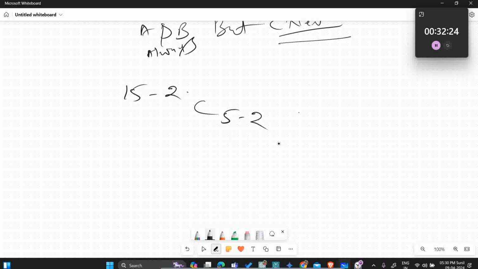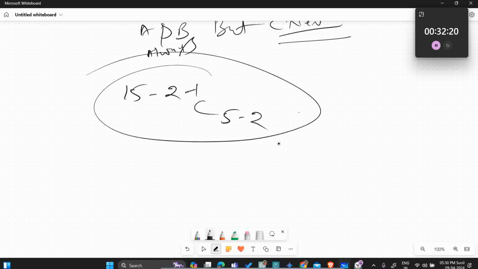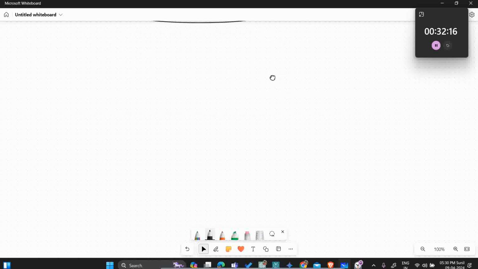Right. So C n minus x on the latest formula basis. Right. Next question is set and subset. Next type of question. Set and subset.